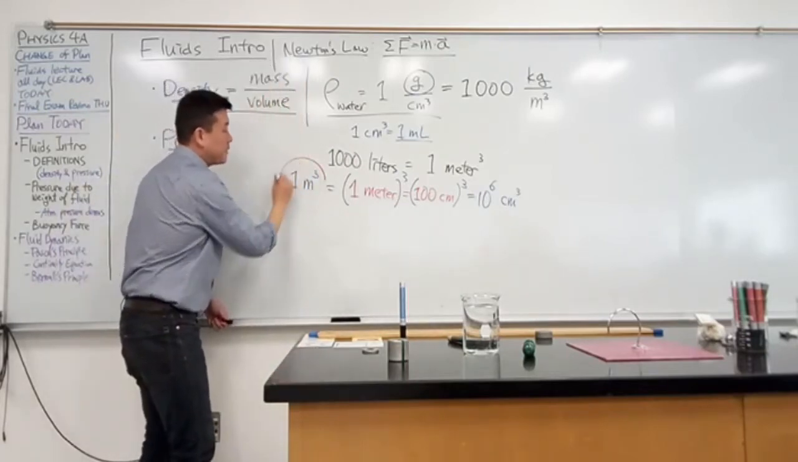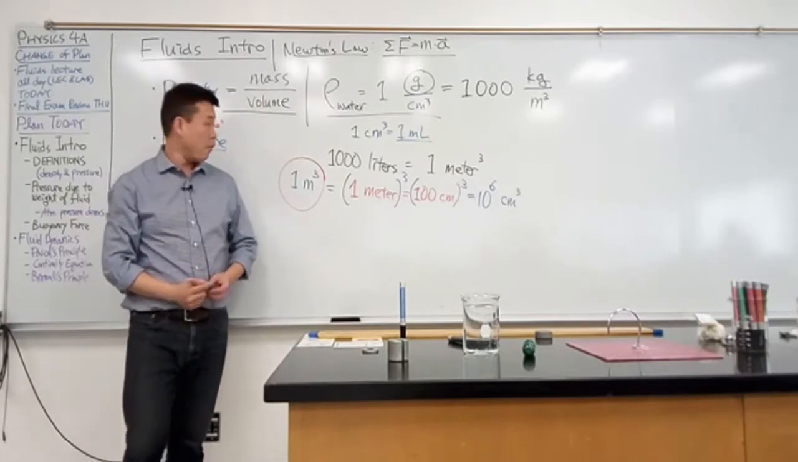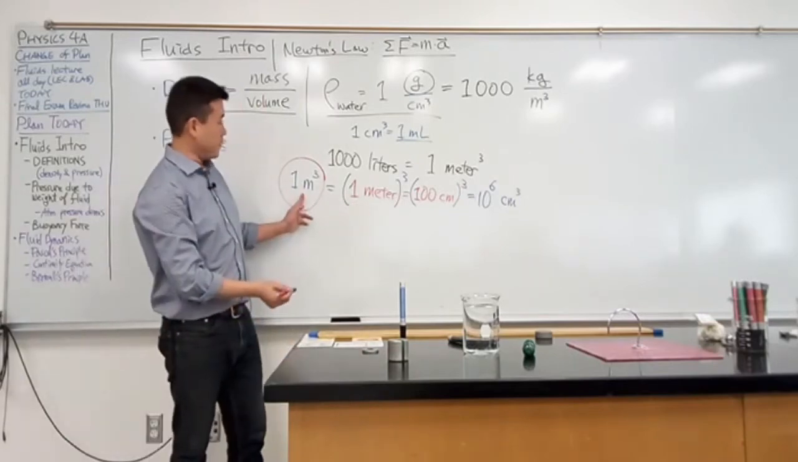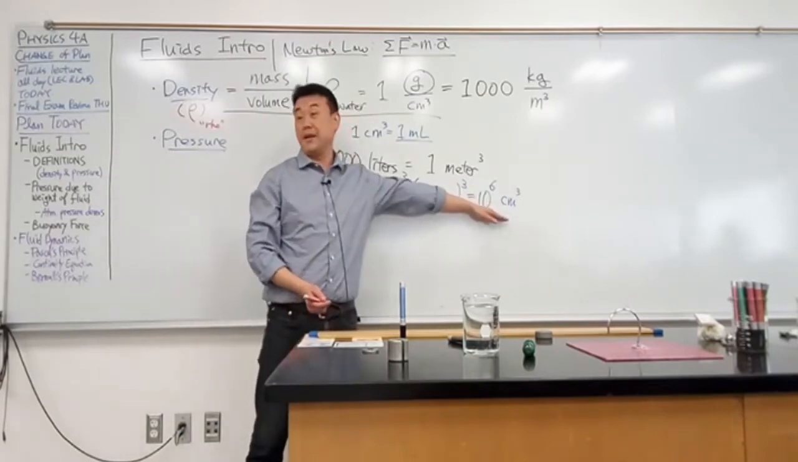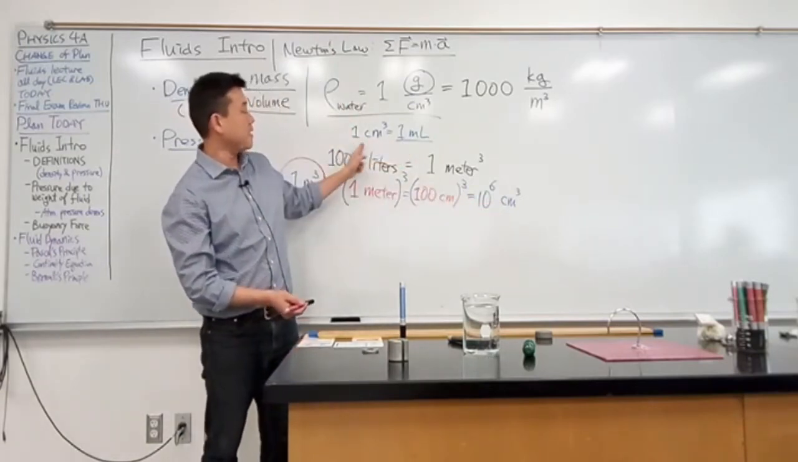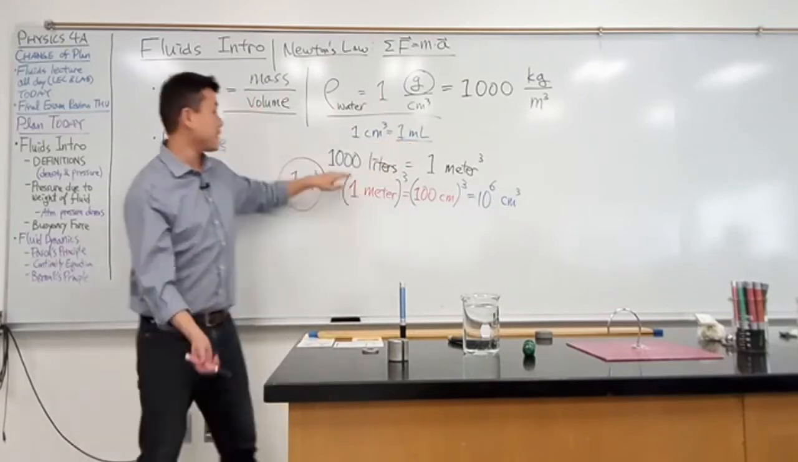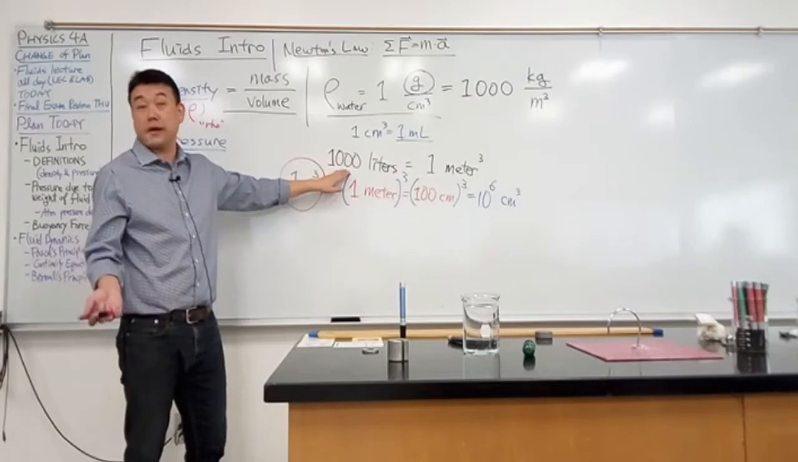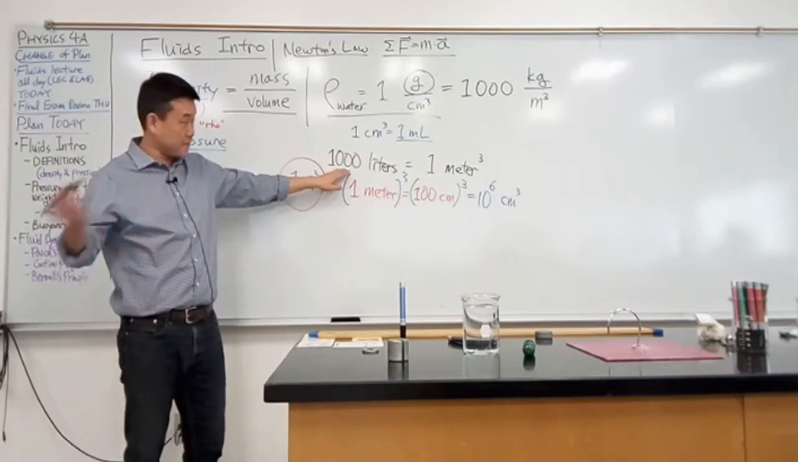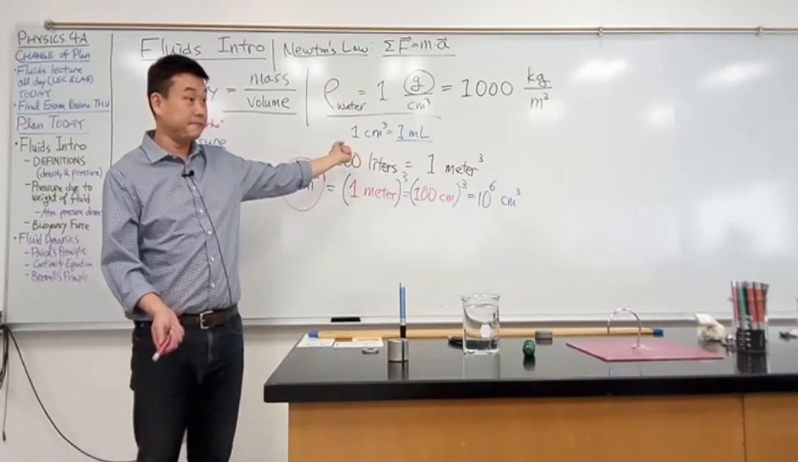That idea that 1 cubic meter is a very large volume. So when your math gives you that 1 cubic meter is 1,000,000 cubic centimeters, which means it's 1,000,000 milliliters, which means it's 1,000 liters. That's actually the correct answer. It sounds like a lot of volume, and it's because it is a lot of volume.